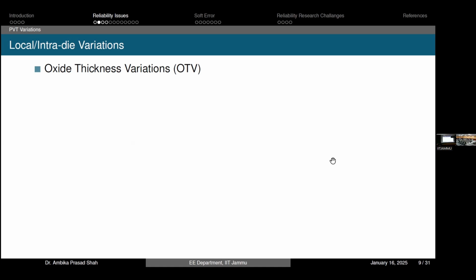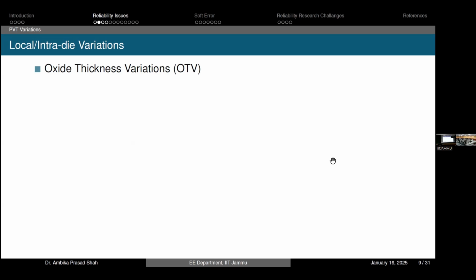But to get that oxide thickness, you are doing the oxidation process. Is it possible to create a uniform oxide on top of the silicon? That may not be true. You expect the oxide thickness to be 2 nanometer for the entire silicon substrate, but there could be some variation. The thickness at some point may be higher than what you expect, and at some other point it may be lower. This kind of variation is called oxide thickness variation.